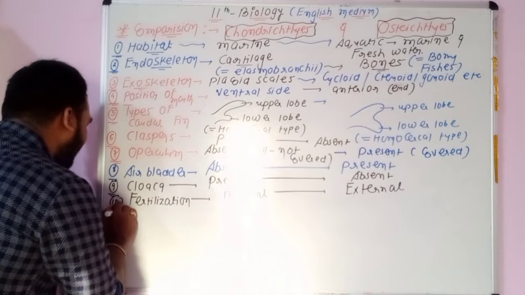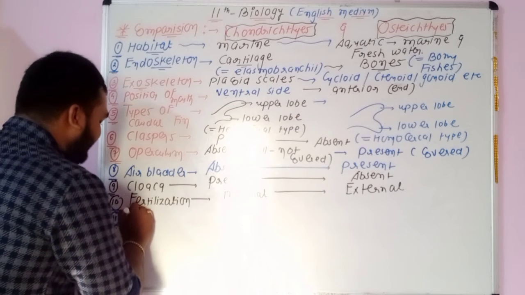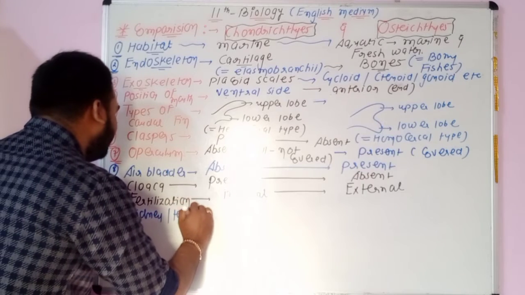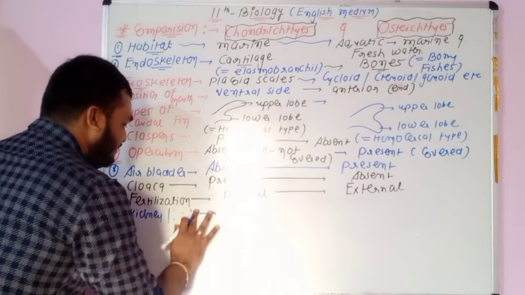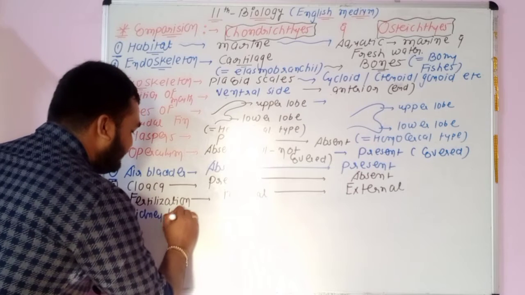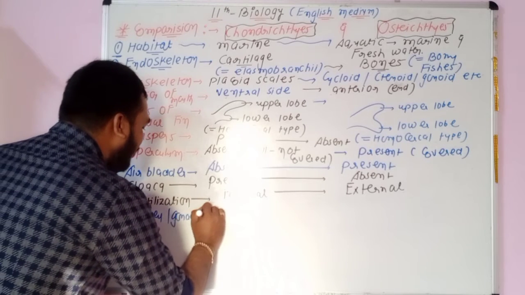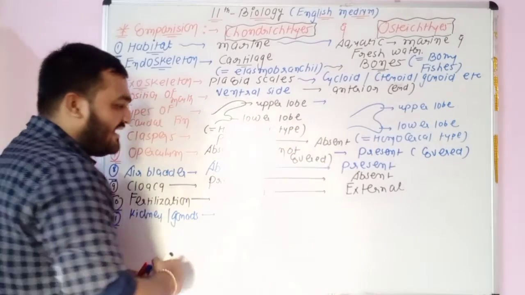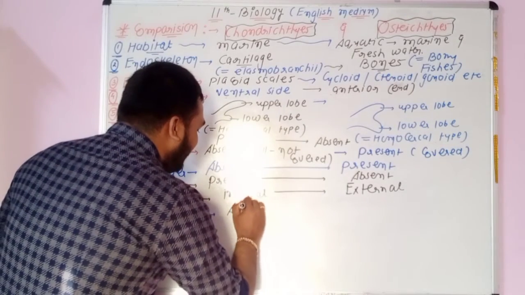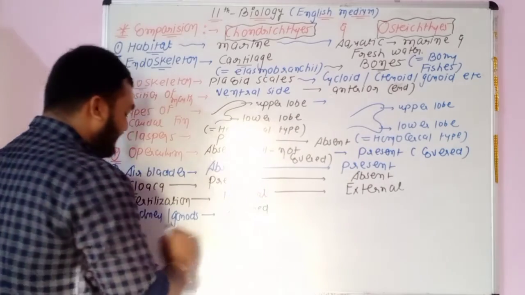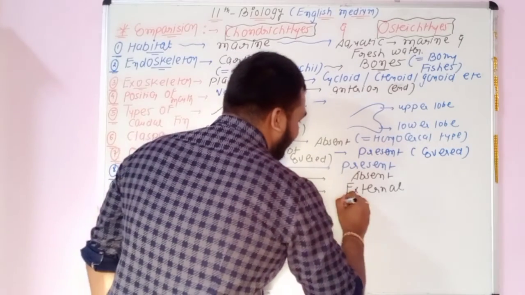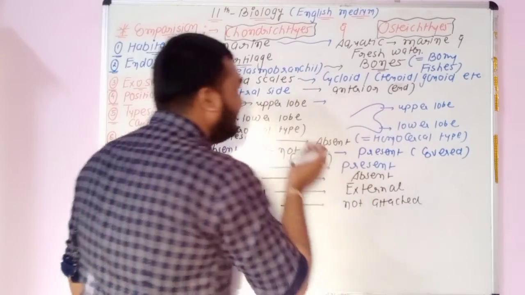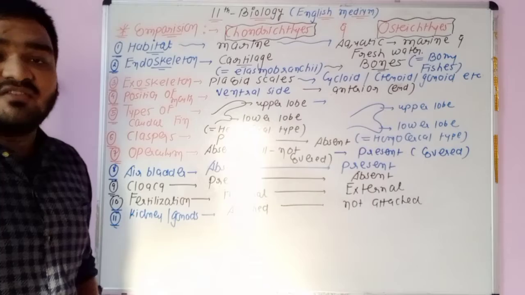Now point number 11, the condition of kidney with gonads. Write the word gonads, not testis, so that both testis and ovaries are included. Here gonads are attached or joined with the kidney, while here gonads are not attached or joined with the kidney. So maximum differences are there.